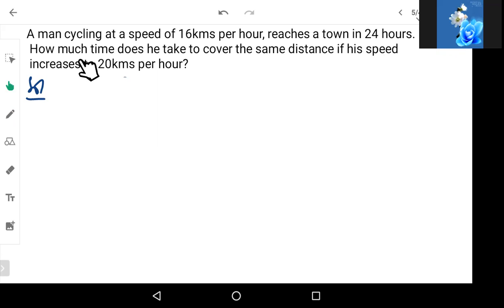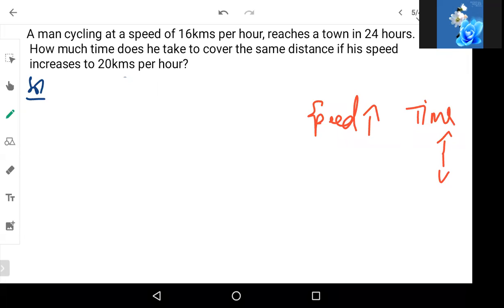Now they are asking us how much time will it take for him to cover the same distance if he increases the speed. Now, say one thing: if speed increases, will the time increase or decrease? It was 16 kilometers per hour before, now he's going at 20 kilometers per hour. So speed has increased. Now time will increase or decrease? Very good. It will decrease. Now, if one of the elements increases and the other decreases, which type of proportion is this? Is this direct or inverse?